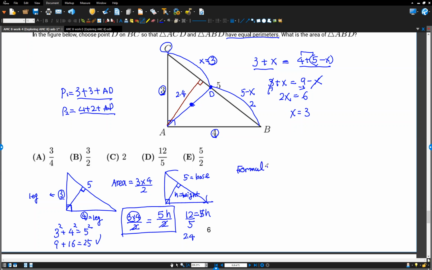Formula means just a shortcut. You don't have to solve it this way. In a right triangle, this is 3, this is 4, this is 5. The height is always what? 3 times 4 equals 5 times h. So h equals what? 3 times 4 over 5. That's the formula.